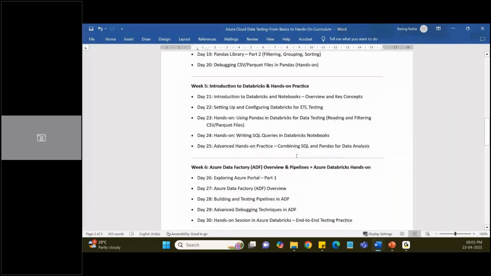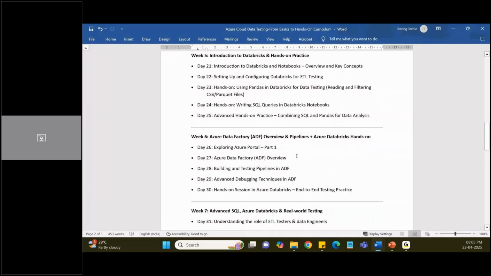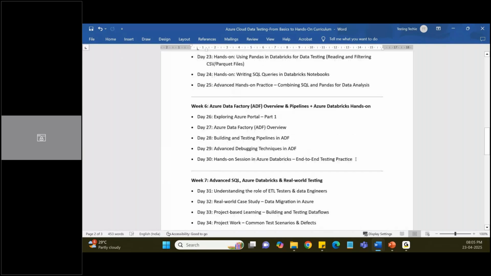In week 6, we will start with familiarizing ourselves with the Azure portal. You also have to create an account in the Azure portal, and then we will start with Azure Data Factory. We'll explore how pipelines are created, how we can utilize Azure Data Factory for testing, how we can debug Azure Data Factory pipelines. Everything will be covered in this.